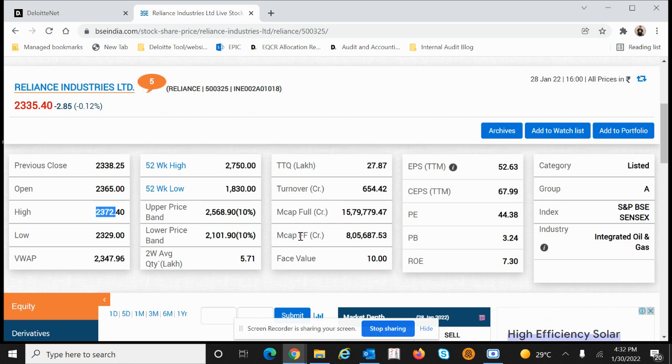FF stands for free float. Free float means the percentage of shares that are available in the market. And market cap full means the shares held by the promoter plus the shares held by the public. So that stands for market capitalization full. That's all figures in crore. This is the EPS. The TTM stands for trailing.